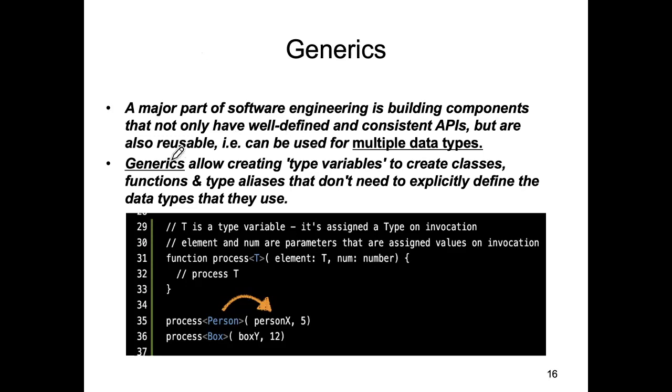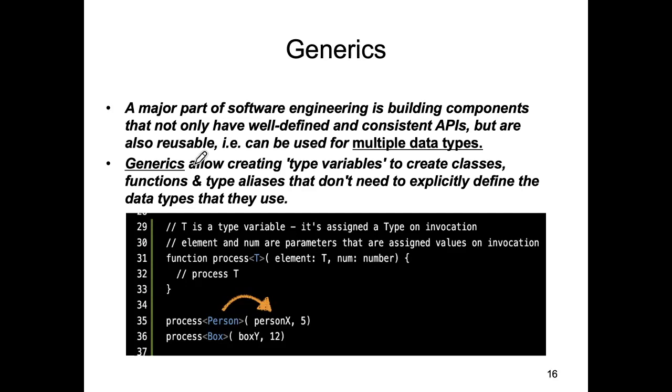Now, generics allow us to postpone being specific about the data types that are being processed by a component. If we talk about a function, with a non-generic function, you have to be specific about the data types of the parameters, for example. With a generic function, you don't have to be specific about the data types of some or all of the parameters. You delay specifying the types of the parameters until you want to invoke the function.